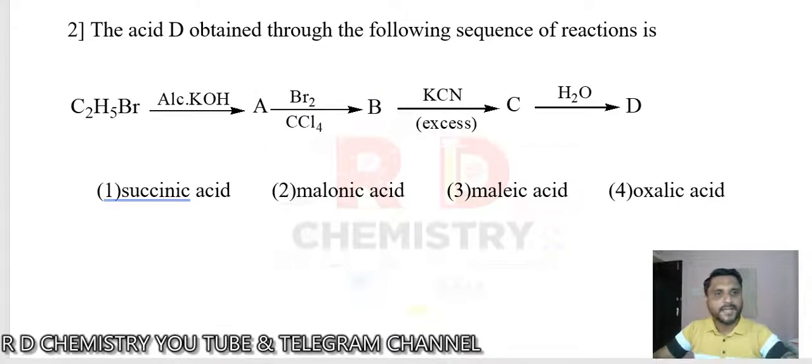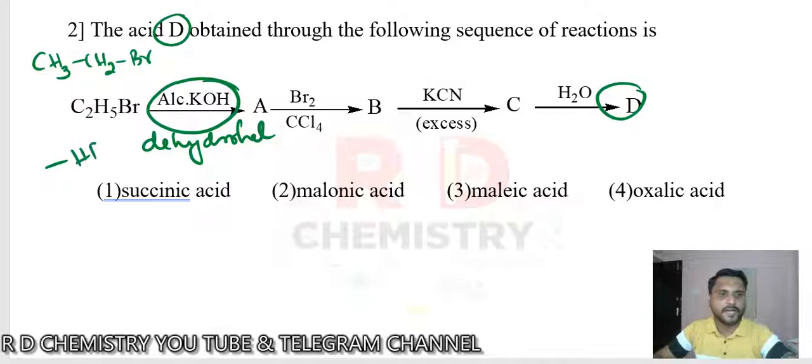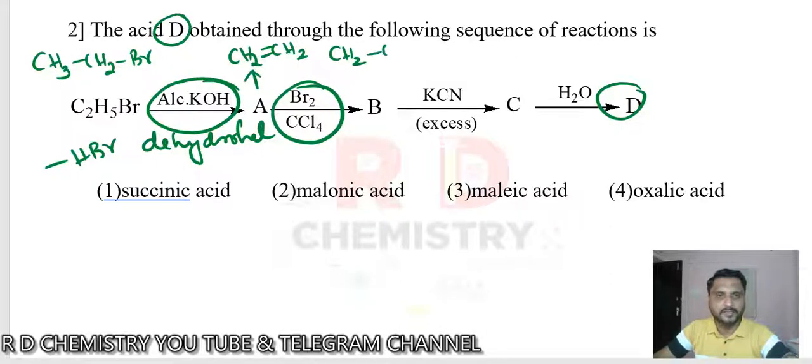Question number 2. The acid D is obtained through the following sequential reaction. Now if I take ethyl bromide, CH3CH2Br, we are using alcoholic KOH. Alcoholic KOH is known as a dehydrohalogenating agent. It removes HBr from the neighboring carbon atoms. So A should be an alkene, that is CH2=CH2. The alkene then reacts with bromine in carbon tetrachloride. It is an addition reaction, so Br atoms are added across the carbon-carbon double bond, which becomes a single bond.